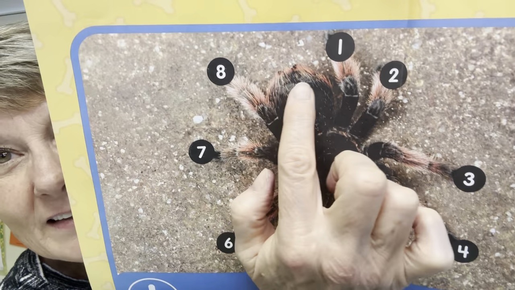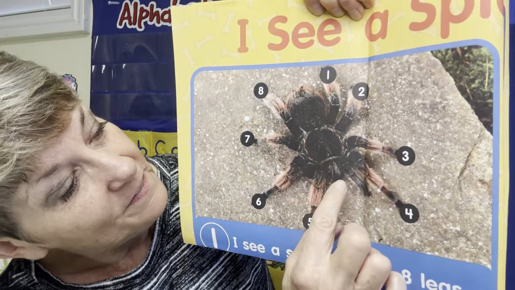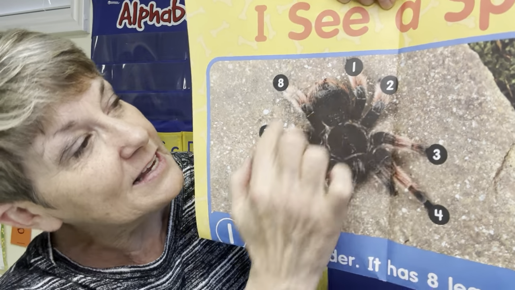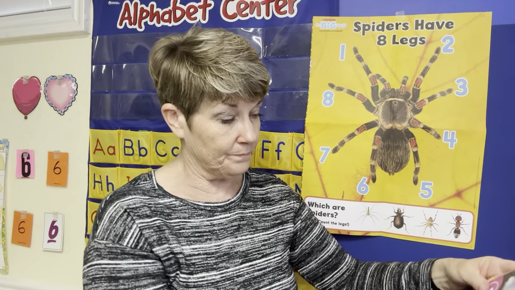And if you look really carefully, can you see those little spinnets on there? There's his head and there's his little antenna things and all of his legs. That's kind of cool. Now let's see what else we can learn about him.